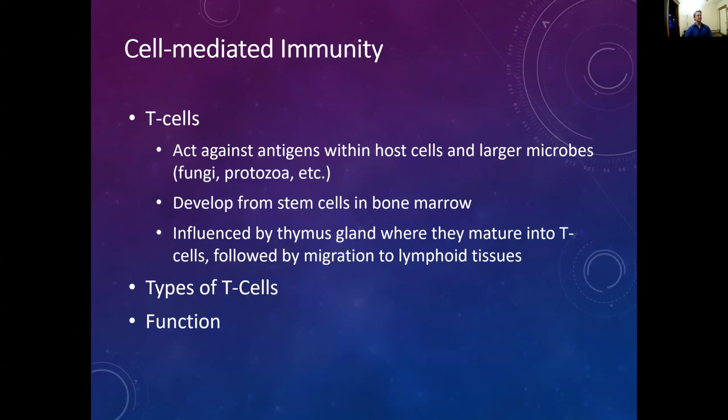So what are these T cells? Essentially, T cells act against antigens within host cells and larger microbes, again, intracellular, and they develop from stem cells in bone marrow, as displayed by that diagram we went through, and they are influenced by the thymus gland, where they mature into T cells, followed by migration into lymphoid tissues. There are different types of T cells, which all have different functions, which we'll briefly be looking at now.